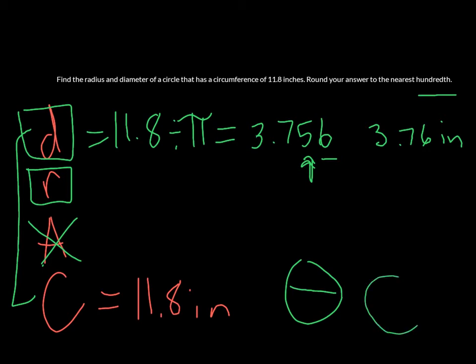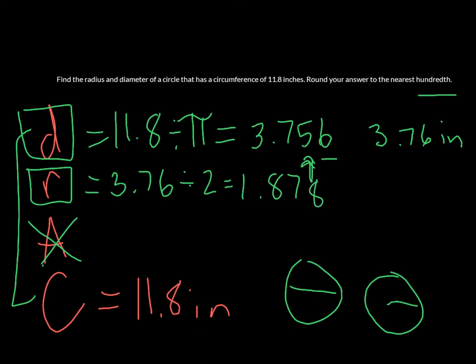All right, now if I think about a circle, a diameter goes all the way across through the center, and the radius starts at the center and goes out. Sorry about my pictures, but it gives us a little bit of a visual. So I'm going to take my diameter and divide it by 2 in order to find my radius. And so that gives me 1.878. So again, I want to round to the nearest hundredth, so I look next door at the 8. So my answer for the radius is going to be 1.88 inches.